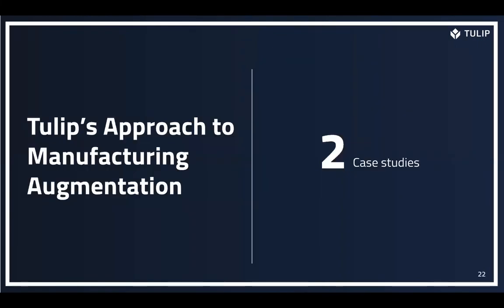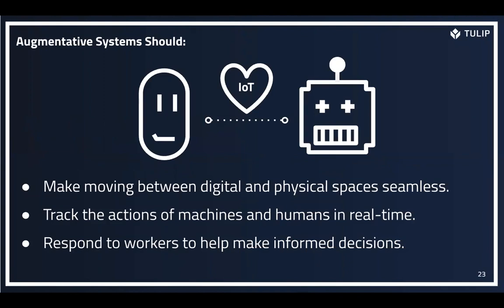So in this final section of the webinar, let's look at some ways that augmentation can work in manufacturing right now. There are a couple basic principles behind all augmented systems, and they're important to understand because they're going to be behind all of the customer case studies we'll look at in this section. Augmented systems should make moving between digital and physical spaces seamless. They should track the actions and machines of humans in real time, and they should respond to workers to help them make informed decisions. And here I'll give an example of how augmentative technologies following these principles can be integrated into workers' environments to improve productivity.